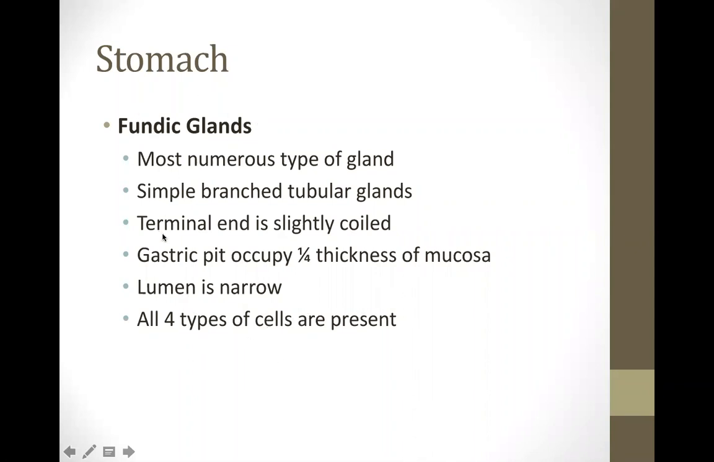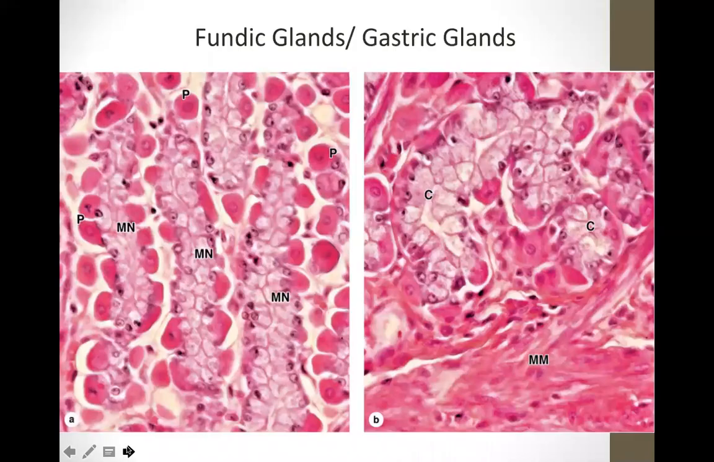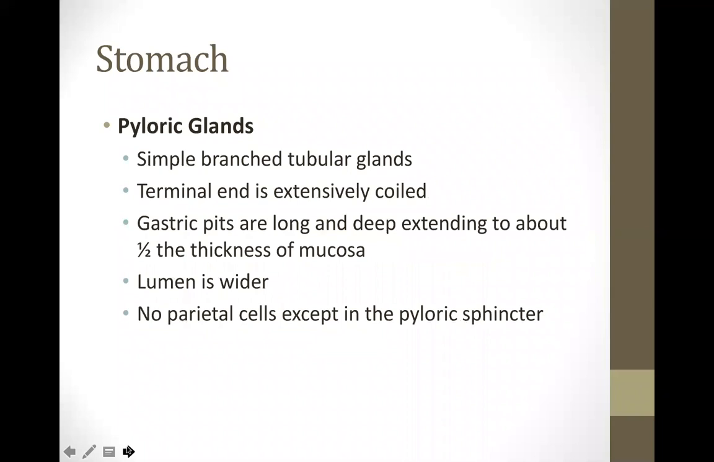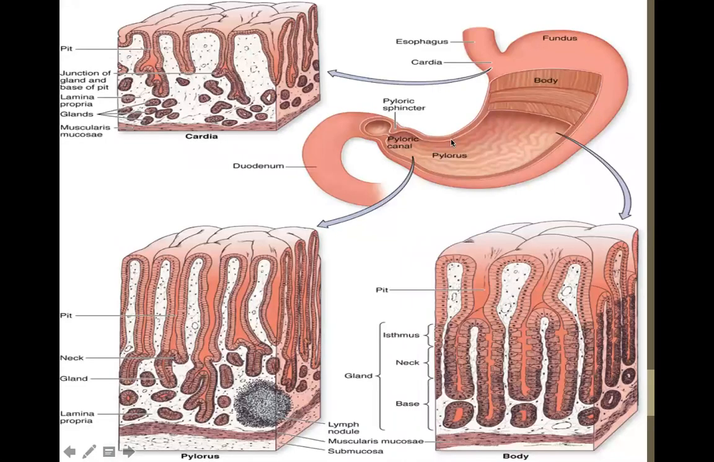Okay? What are the other characteristics? The terminal end is slightly coiled. The gastric pit occupies 1/4 thickness of the gastric mucosa, and the lumen is narrow. All you need to remember in this slide is that all 4 types of cells are found in the most numerous type, which are your fundic glands. And the last glands is the pyloric glands. In this picture, pyloric glands are actually malapit na siya sa small intestine, duodenum.